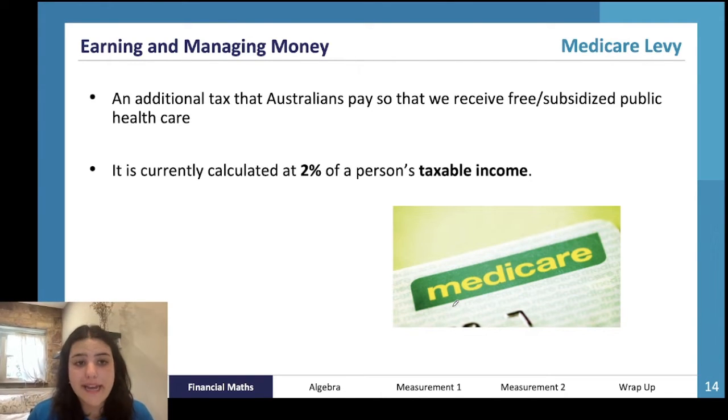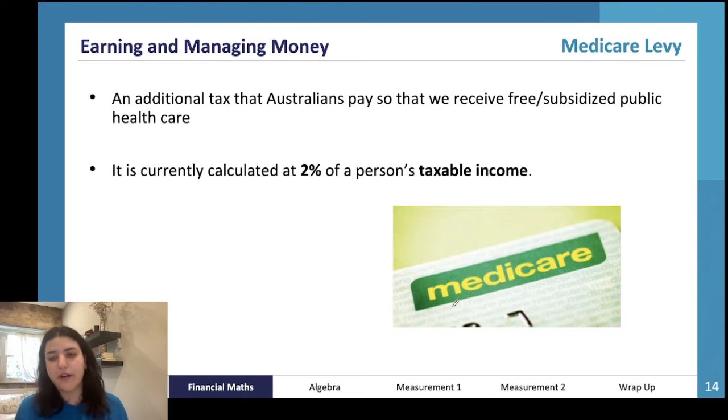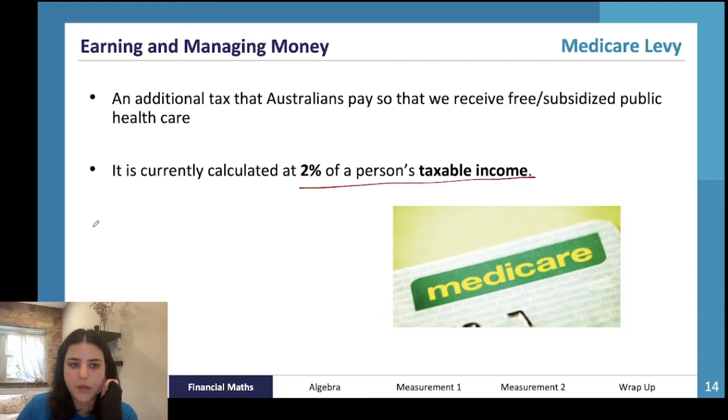Okay, so the Medicare levy, this is kind of what I just referenced. This is an additional tax that we pay so we get free or subsidized public health care. So when you go to the doctor and you might get just a little ear exam because your ear hurts, you hopefully might not have to pay anything. Or if you're my age, you pay like a gap. So you pay like $12 or something because the rest of it's covered by Medicare. So it's currently 2% of a person's taxable income. So if my taxable income is $100,000, my Medicare levy is going to be $2,000.